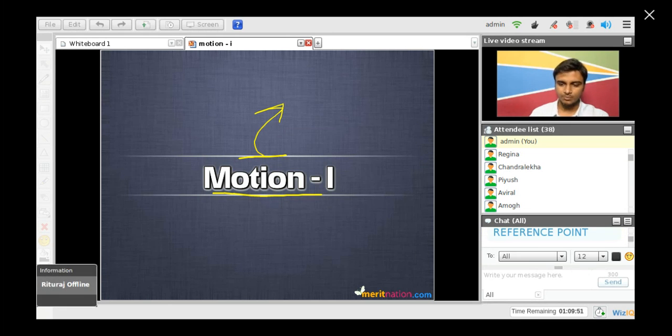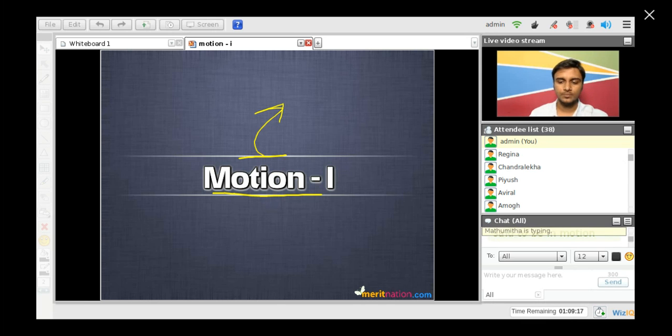Yes, motion. Motion is a change in position of an object, right? Okay, let's talk about the lecture which I'm going to cover today. We are going to talk about motion and rest, and about the quantities that are required to define a motion. Motion you have defined, yes, you all are correct. Motion is basically changing the position of the object with respect to time.